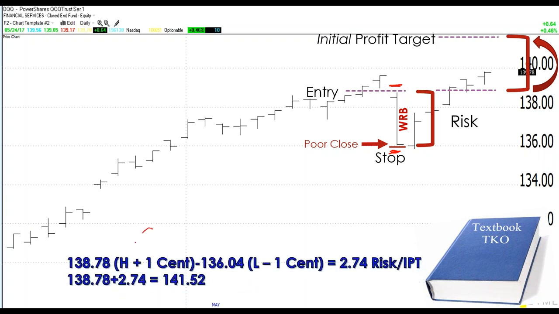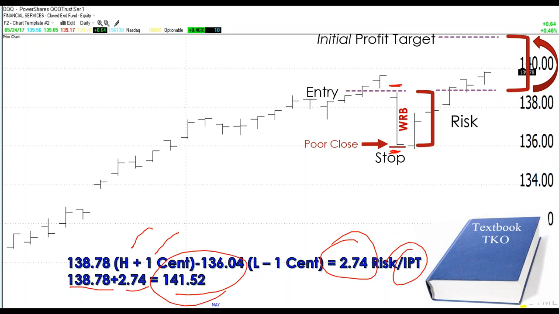Now, if you were getting in at the high plus 1 cent, and I would give it a little bit of wiggle room, minus the low minus 1 cent, that's going to give you 2.74 risk, which is also the initial profit target. So that's what you're looking to make on the trade, 2.74 points. You add that to your entry, which would give you a target of 141.52. And at that level, you would take off half your profits.